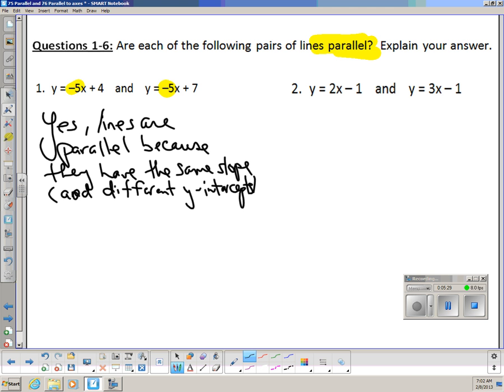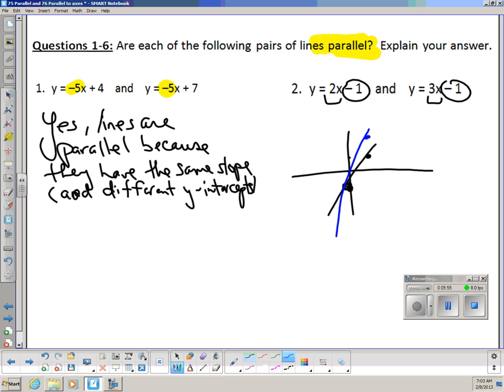But if we look at number 2, the slopes are different now. The y-intercepts are the same. So if you think about what that means graphically, both lines are going to start at the same point. One's going to move up 2 over 1. The other one's going to move up 3 over 1. So you're going to get a line like this, and a line like this. Clearly, they're not parallel. So these are not parallel, different slopes.